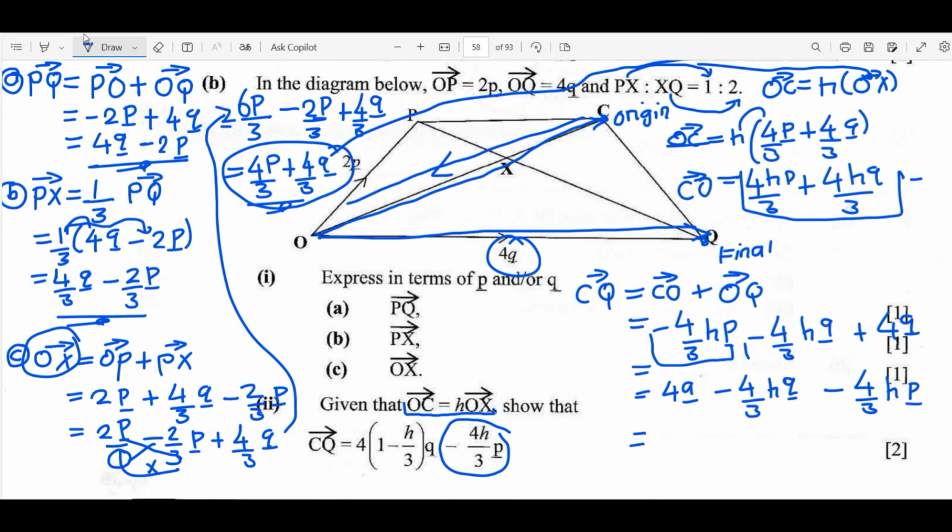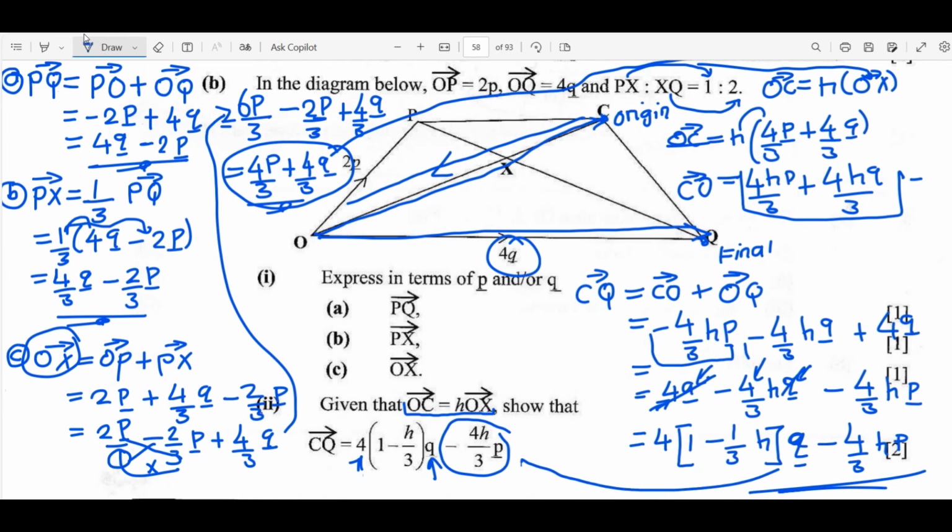Then upon reaching here, I'm going to factorize. So what is common here? 4 is common here. So 4 is common. Even here, 4 is common. So we take out 4. What else is common here? Q is common. So we put Q here according to the arrangement. Look at what they did. So Q is here, 4 is here. Then after we remove 4 and Q, we have 1 minus 4 is gone. So we write 1 over 3. Q is gone. Then we have H minus 4 over 3 HP. So as we can see, this is exactly as this. Therefore, we can say hence shown.